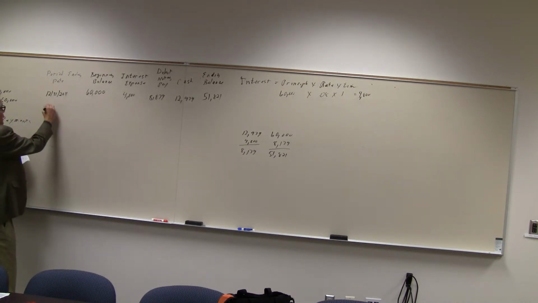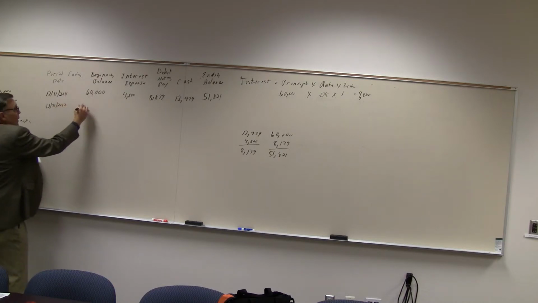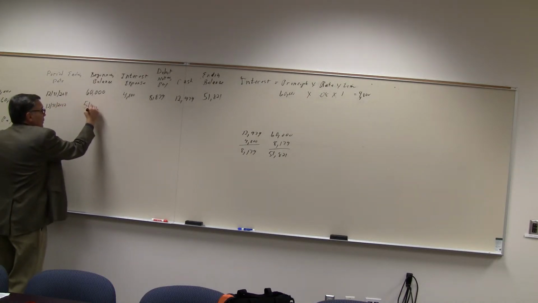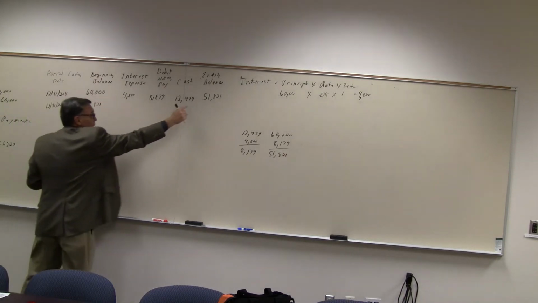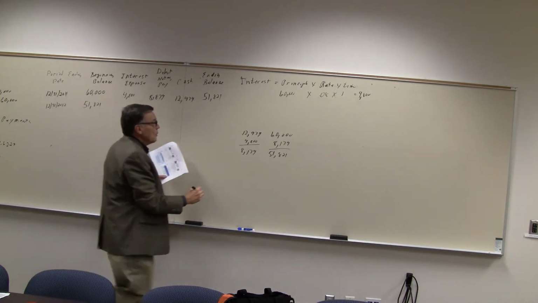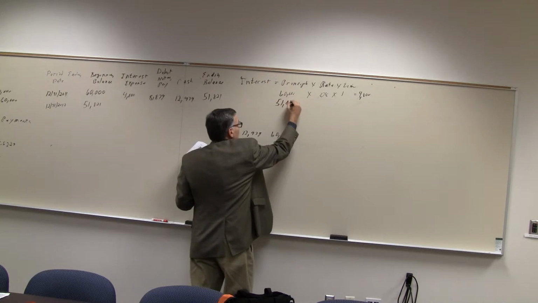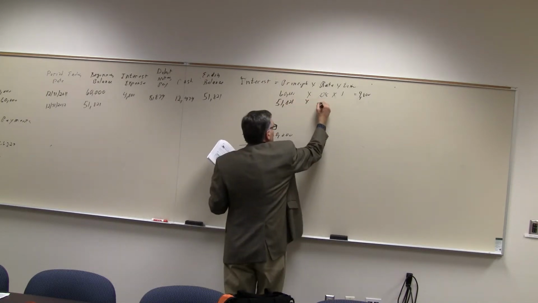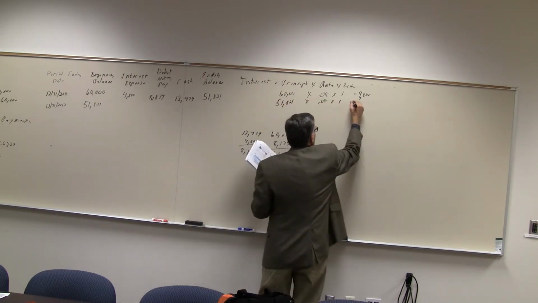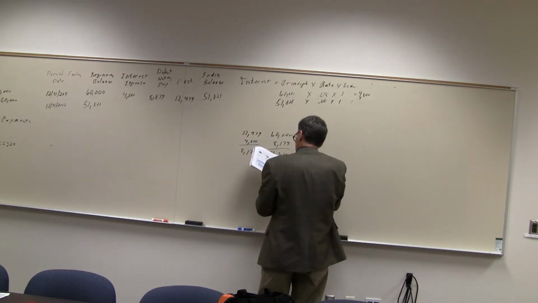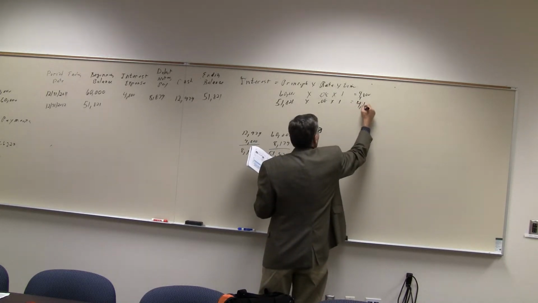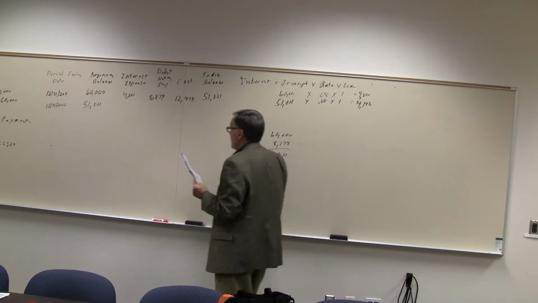Now the second year, the year that ends 12/31/2012, the beginning balance is $51,821. That's where I'm getting it right here. We're going to multiply that times 8% times 1 year, and the interest for that year will be $4,146.